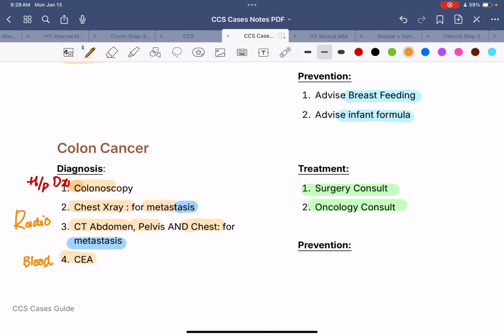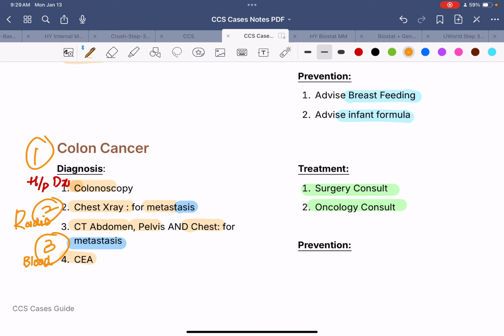Next up, we have colon cancer. So if the patient has colon cancer, or any cancer, what are the three main things you're going to think about? So the three main things would be, first of all, you want to establish a histopathological diagnosis. Second, you want to establish a radiological diagnosis along with looking for mets. And third, if there is some sort of tumor marker, you want to do a blood test, right? So there are three things you want to do: a histopathological diagnosis, a radiological diagnosis, along with a blood test.